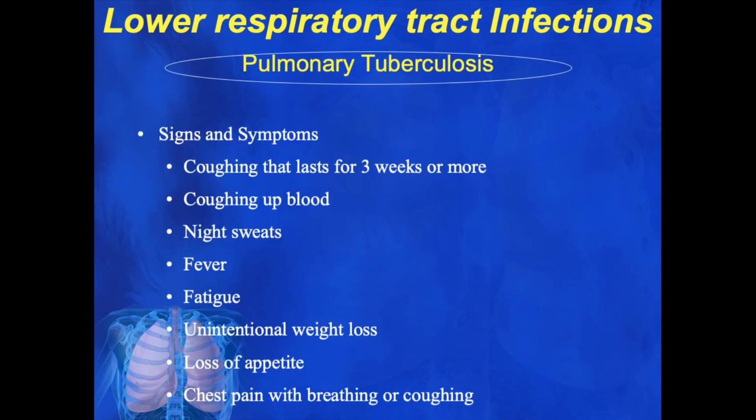Signs and symptoms of tuberculosis: coughing that lasts for 3 or more weeks, coughing up blood, night sweats, fever, fatigue, unintentional weight loss, loss of appetite, and chest pain while breathing or coughing.